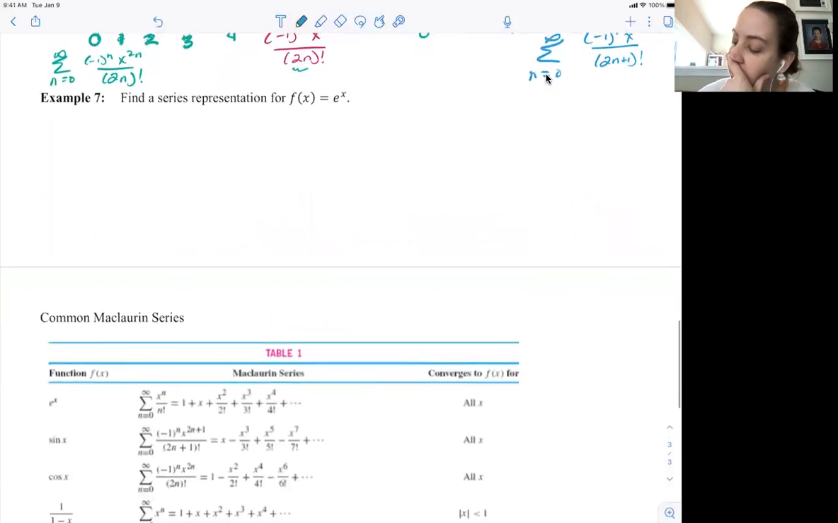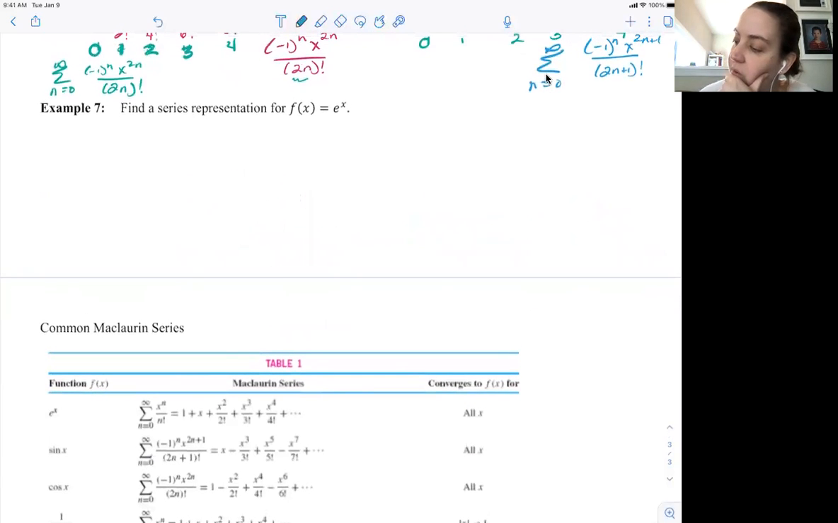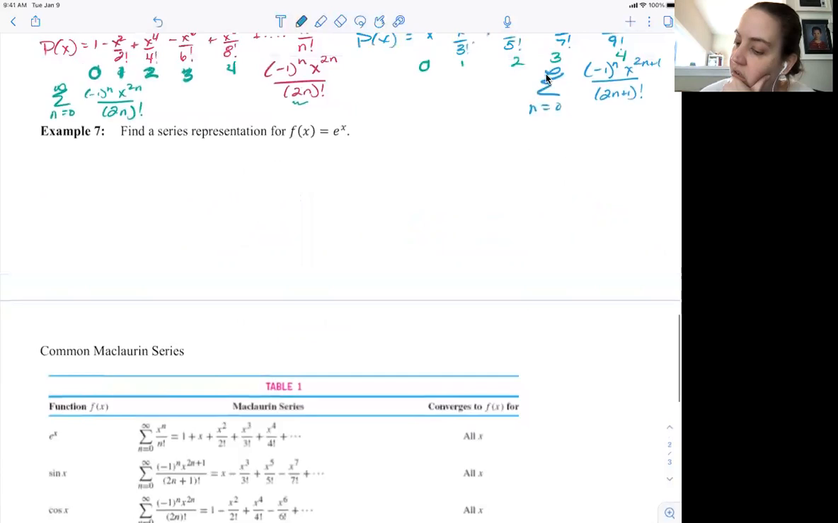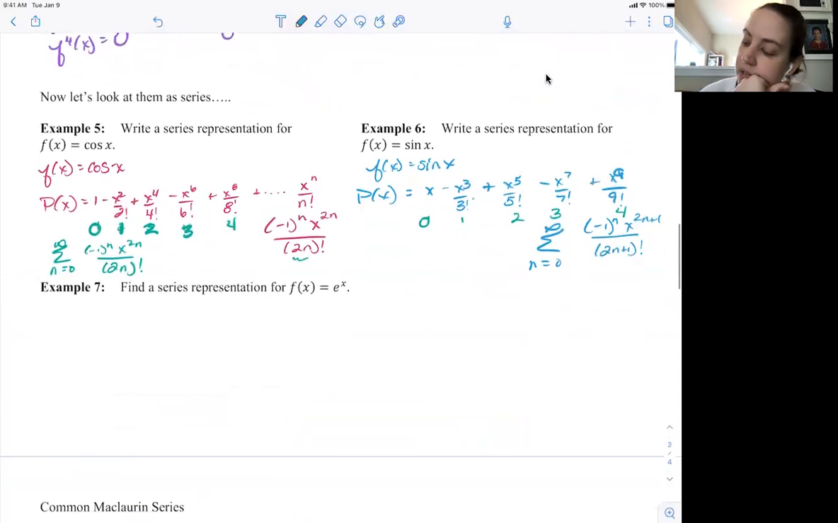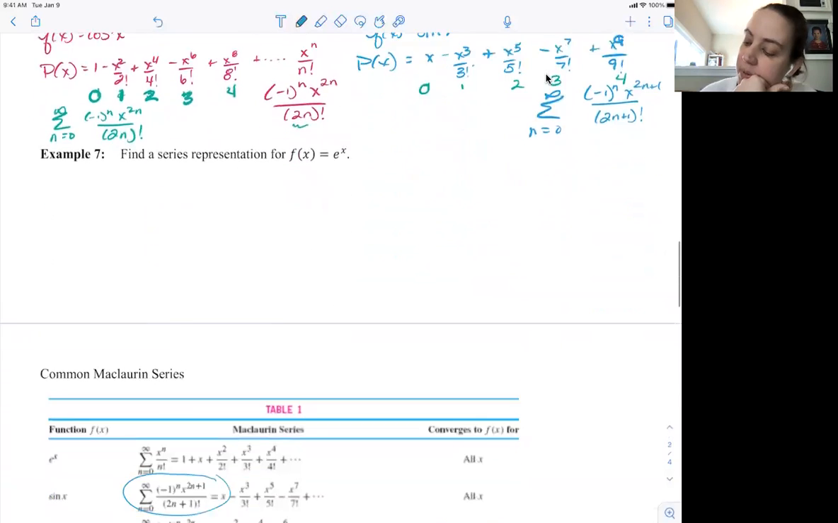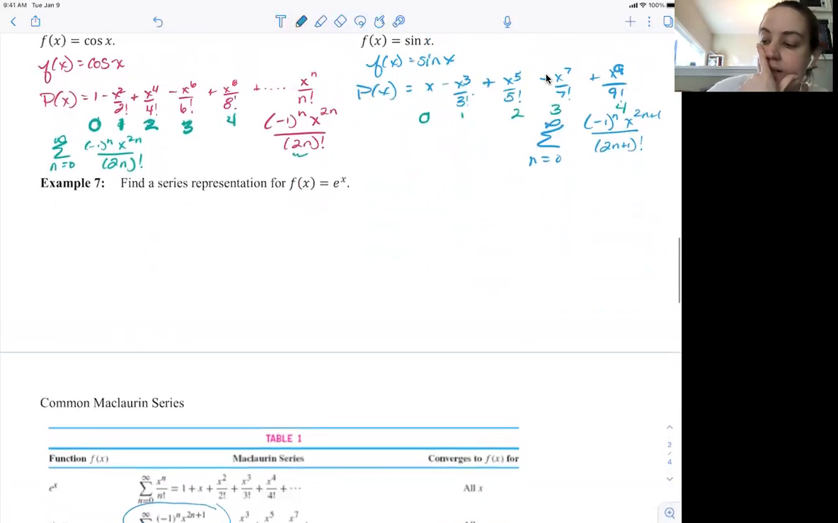So I'm going to look down here and double check. -1 to the n. There it is. -1 to the n, x to the 2n plus 1, and 2n plus 1 factorial. Excellent. All right. Find the series representation for e to the x. We did not do this one.